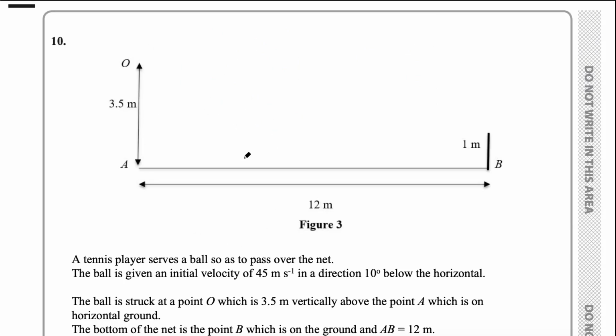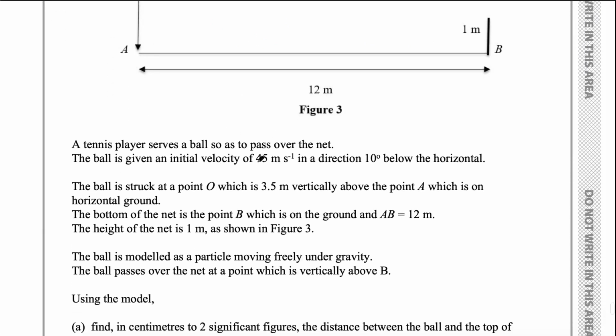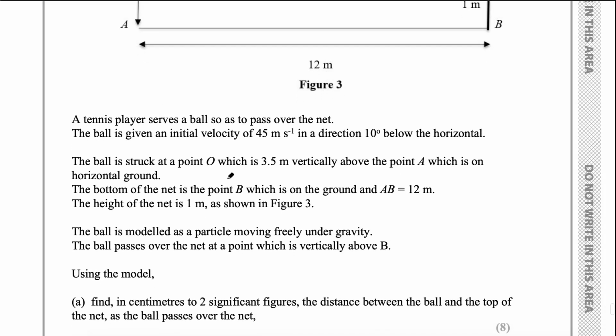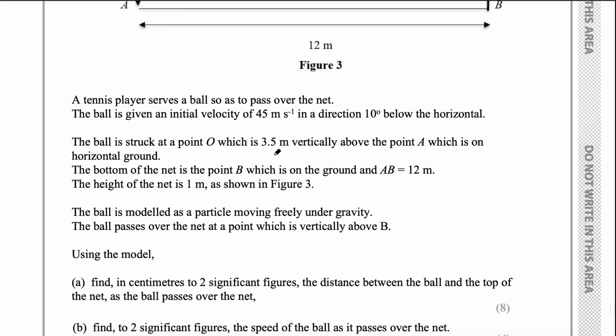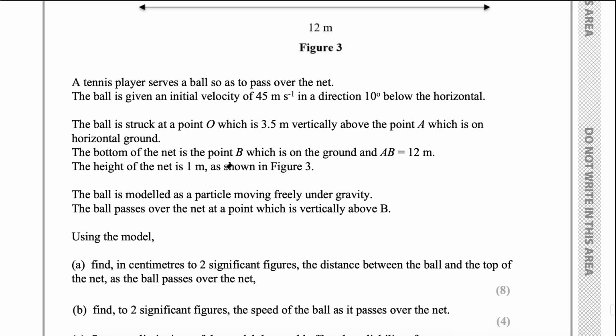Question 10 starts with a diagram, and it says a tennis player serves a ball so as to pass over the net. The ball is given an initial velocity of 45 meters per second in a direction 10 degrees below the horizontal. The ball is struck at a point O, which is 3.5 meters vertically above the point A, which is on horizontal ground. The bottom of the net is the point B, which is on the ground, and AB equals 12 meters. The height of the net is 1 meter, as shown in figure 3.